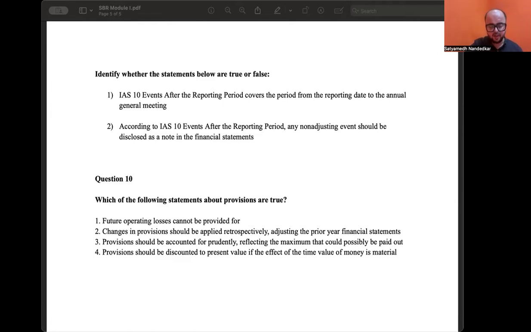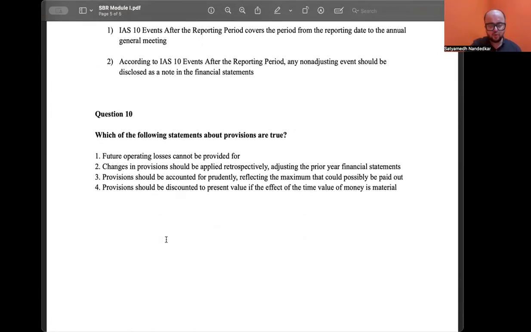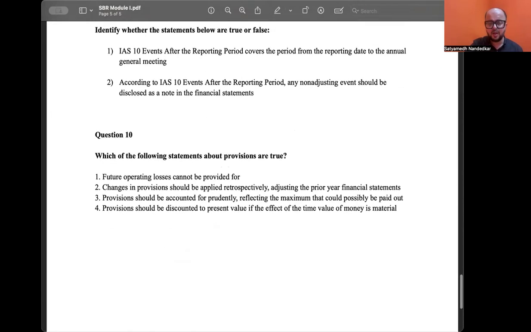Only 1 and 4 are correct, which means your correct answer is option number, what is the correct option number? 1 and 4, these two are true. 2 and 3, these two are false.